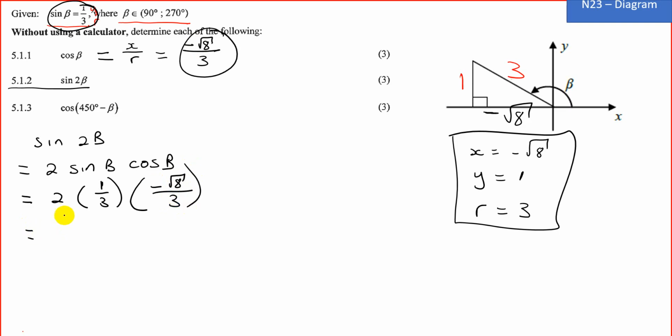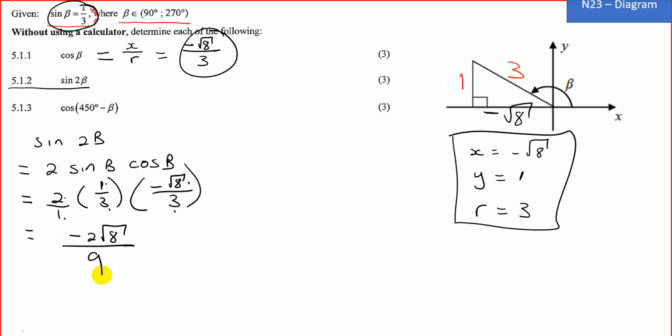And we can work this out. We can put the 2 over 1 as the fraction. On the top we would get minus 2 root 8, that is multiplying the numerators: 2 times 1 times minus root 8. And multiplying the denominators, 1 times 3 times 3 would give me 9. So we have an answer of minus 2 root 8 all over 9.